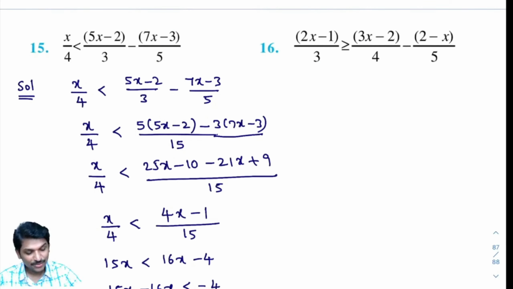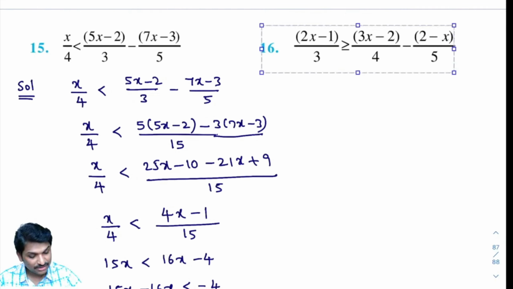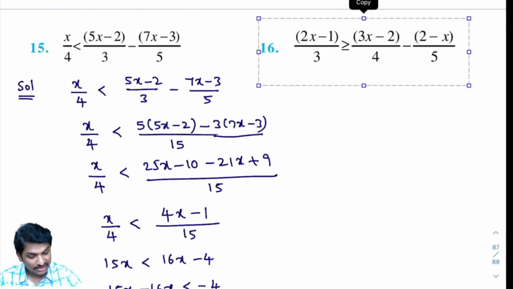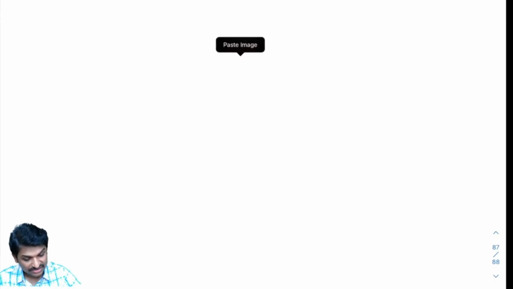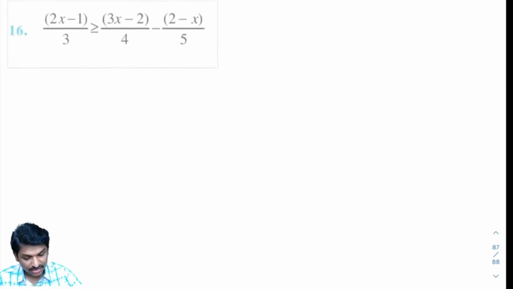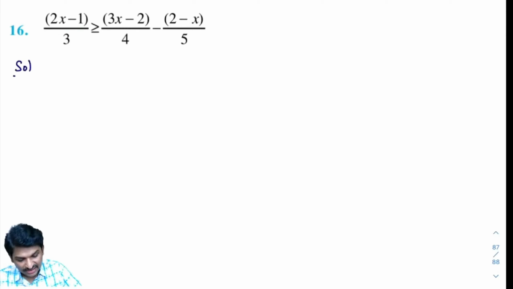Good. Now, question number 16. This is the last question in today's class. I need to solve this inequality. I need to find real x values which satisfy this inequality. First thing, I'll write the question.